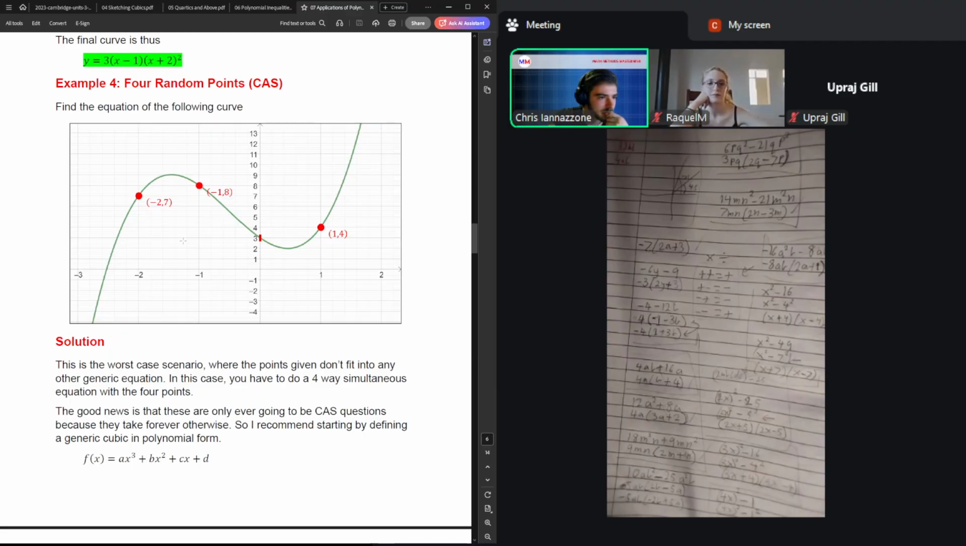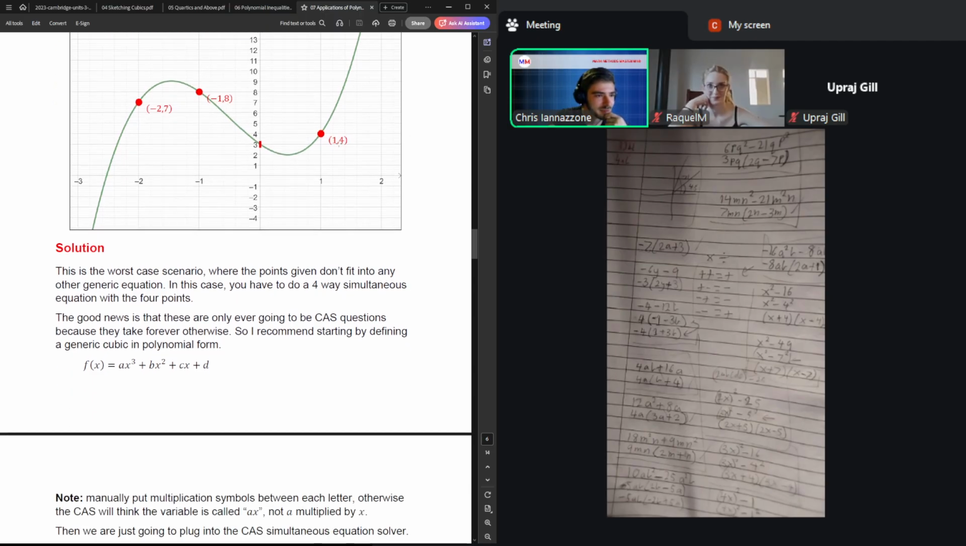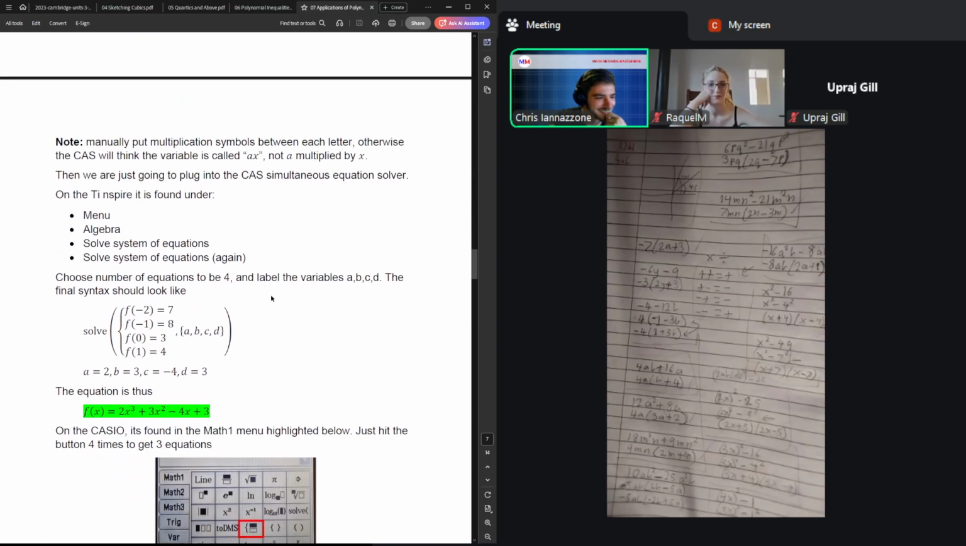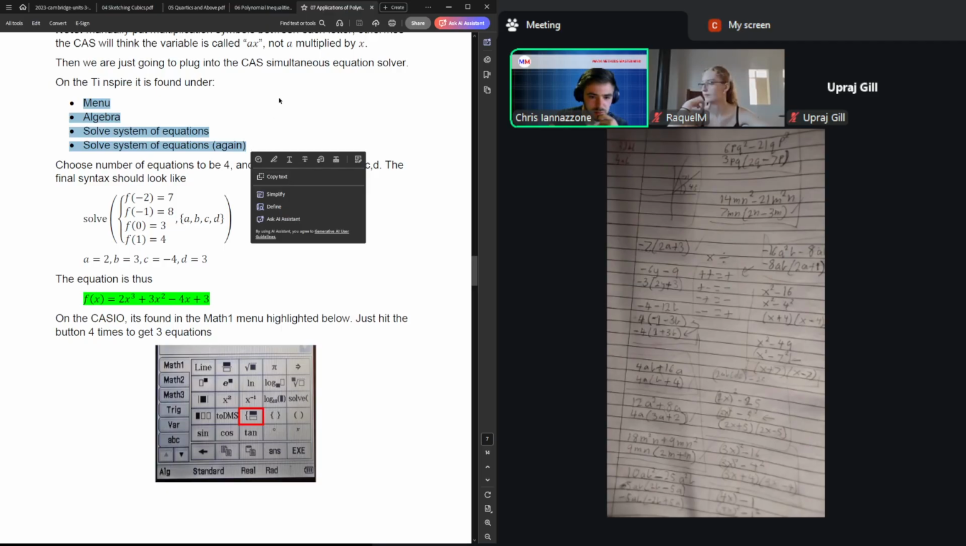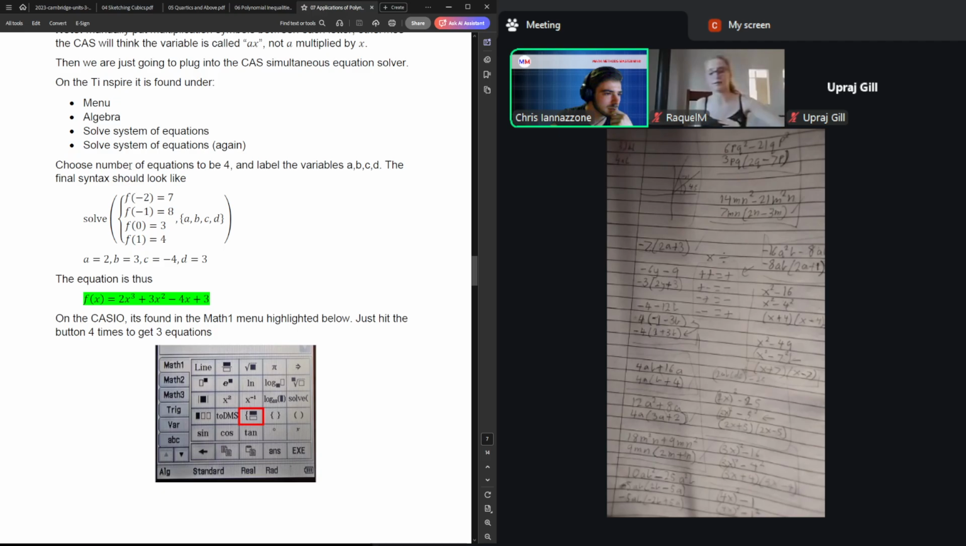And then lastly, if you have just any 4 random points, I'm sorry, my condolences, but doing this tech free is basically not going to happen. You're going to be doing a CAS instead, depending on what CAS you have. So this is TI Inspire syntax. What CAS do you have, Raquel? Is that TI? Looks like TI. Yeah, that's TI. Cool. So you're going to be using menu, algebra, solve system of equations.